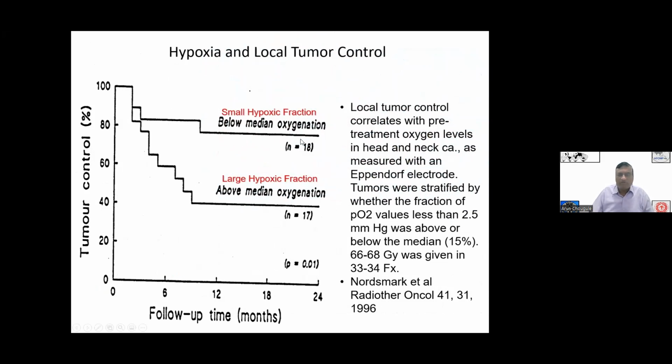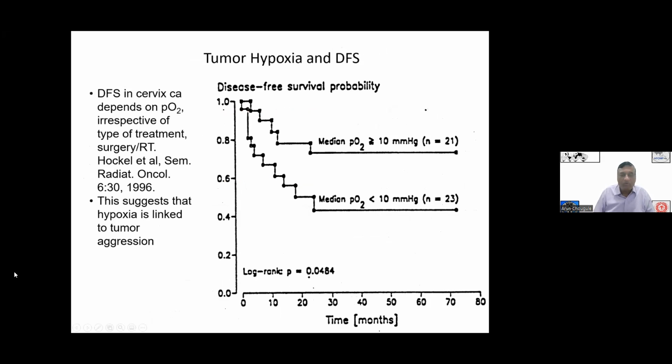And if you see the response at just 2 years, with a small hypoxic fraction, you get almost about 80% tumor response at 24 months. But with a large hypoxic fraction, you get only 50%, so 40% tumor control. So oxygen plays a great role in the tumor control probability and in biology.